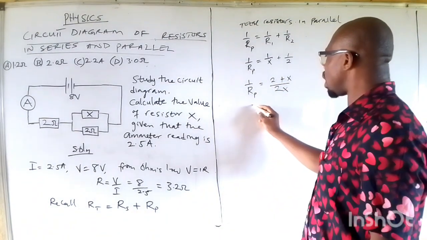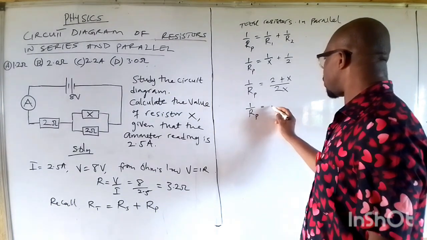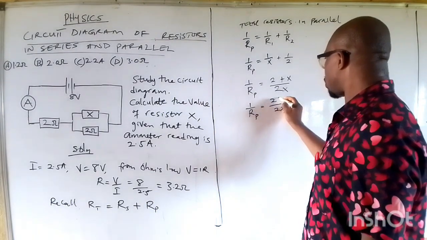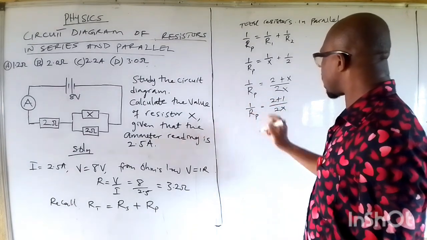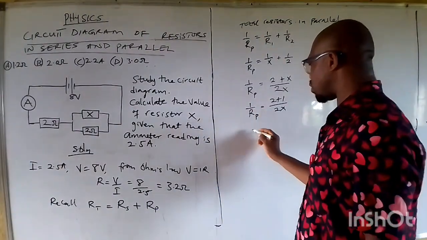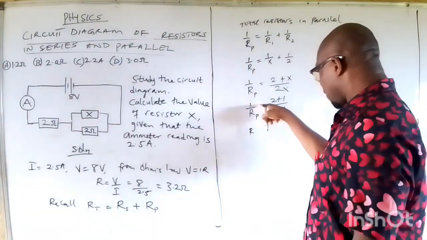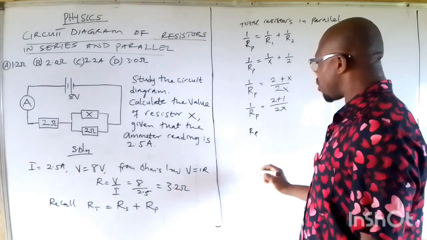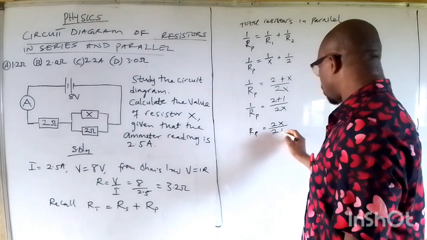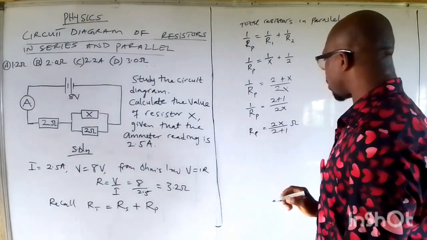Therefore, we have 1 over R parallel is equal to (2 plus X) over 2X. Now we are looking for the resistors in parallel and not the inverse. So because we are looking for it, either we cross multiply or we invert. If we invert this, R parallel will give us 2X all over 2 plus X ohm. So this is our resistor in parallel.